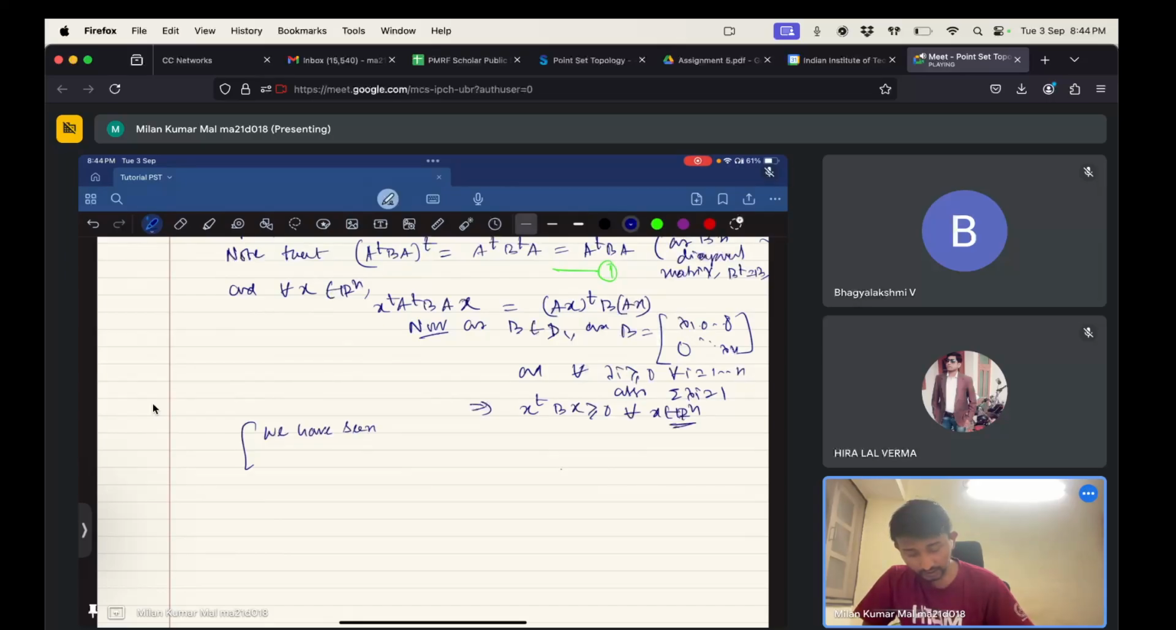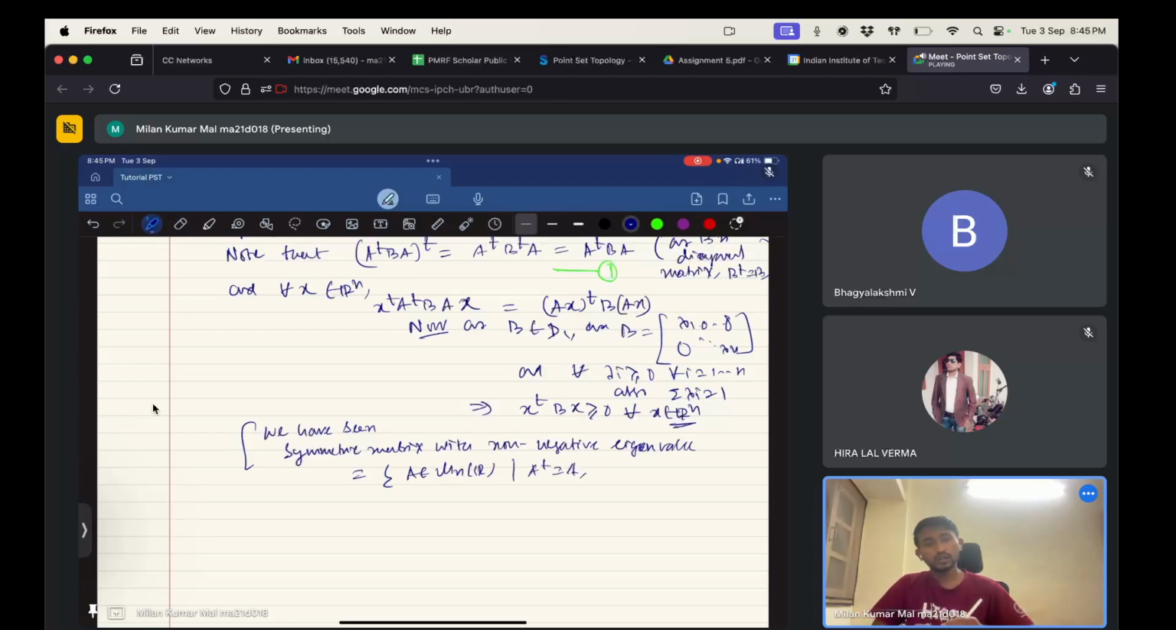We have seen this set: matrices with positive eigenvalue, symmetric matrix with positive eigenvalue, symmetric matrix with non-negative eigenvalue, not positive, non-negative eigenvalue. It is equal to all those A belonging to M_n(R) such that A should be symmetric and X transpose AX is non-negative, X belongs to R to the power n.